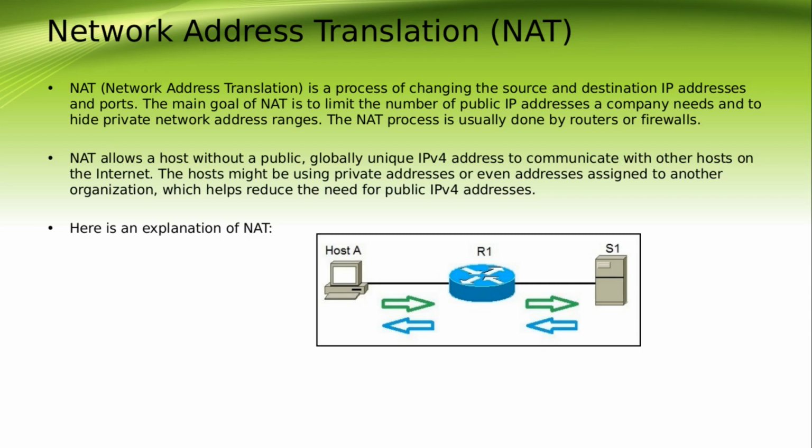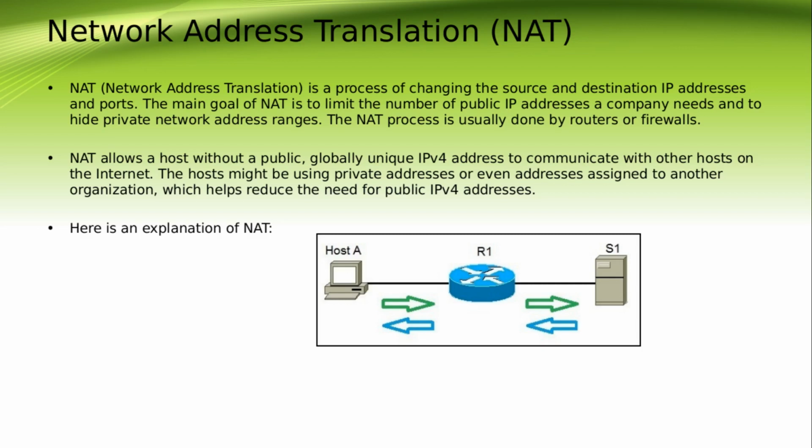As you can see in the picture here, host A wants to access the server S1 on the internet. Because host A uses a private IP address, the source address of this request has to be changed by the router, because private IP addresses are not routable through the internet. Router R1 receives the request, changes the source IP address to its public IP address and sends the packet to the server on the internet. Server S1 receives the packet and replies to router R1. Router R1 receives the packet, changes the destination IP address to the private IP address of host A and sends the packet to host A.